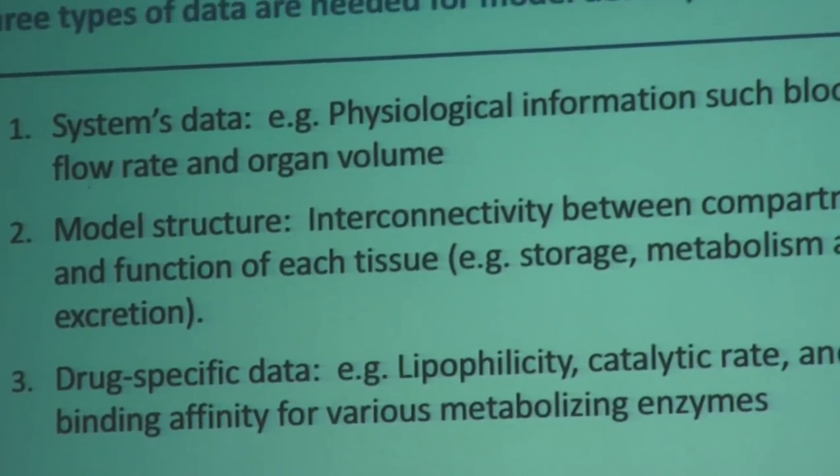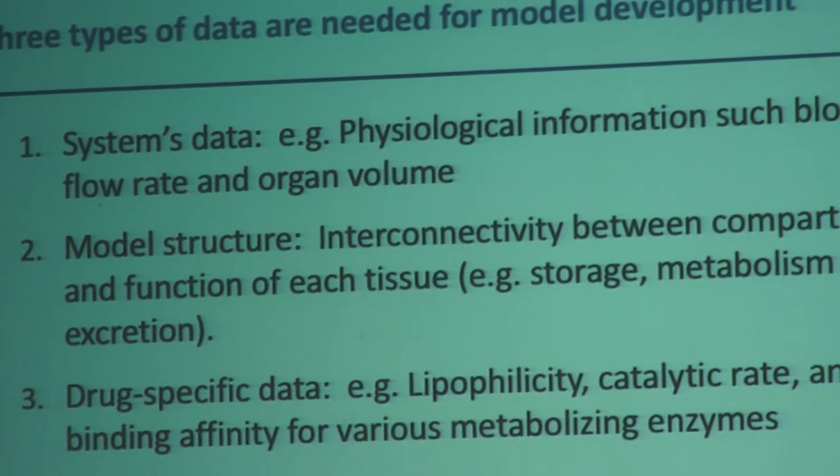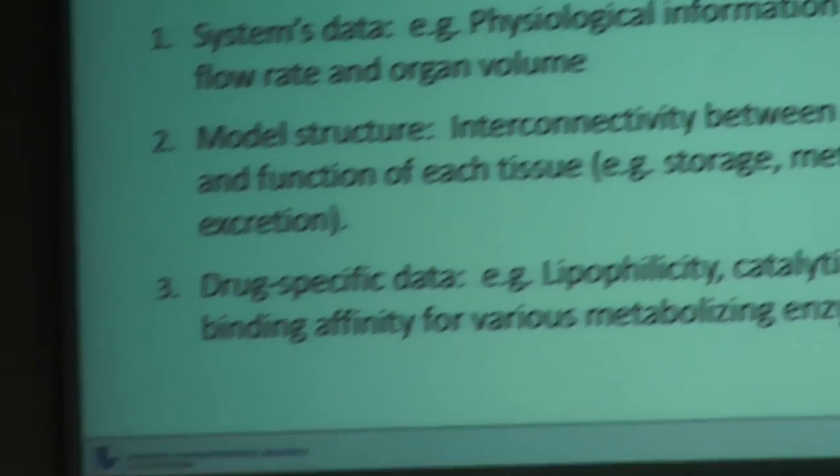The first one is systems data. This is just physiological information, like, you know, what is the rate of blood flow, and what is the volume of different organs. And these things actually usually are standardized. Usually all the simulations are for a 25-year-old white guy who's 70 kilograms, and that just same set of numbers is used over and over and over again.